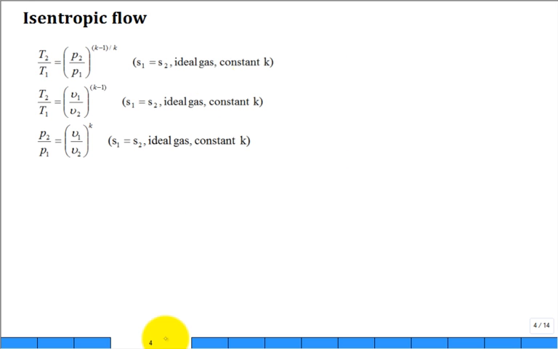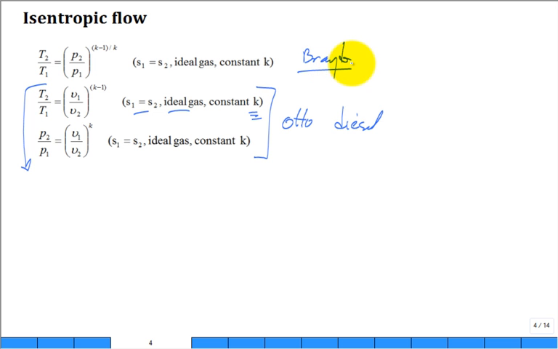We have used these equations for isentropic flow for an ideal gas, constant specific heats. We use these two right here for the Otto and the Diesel. And we didn't really use that one, but now we use it because the pressure ratio is what's specified for the Brayton. So the Brayton cycle.